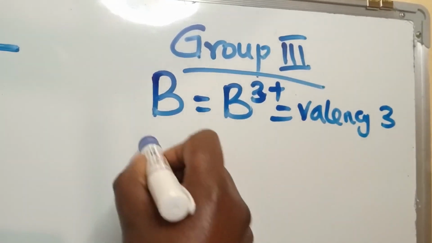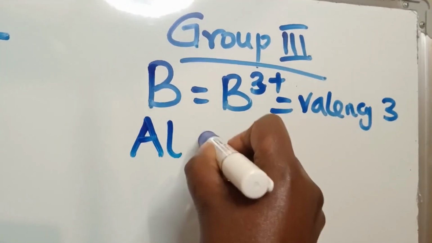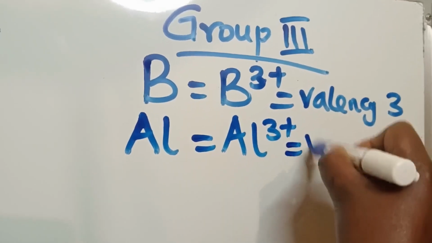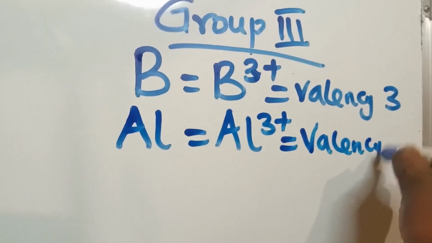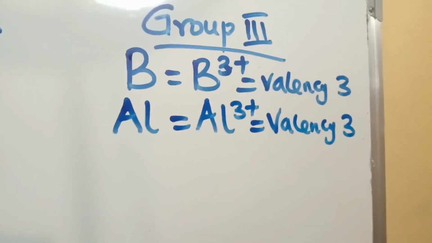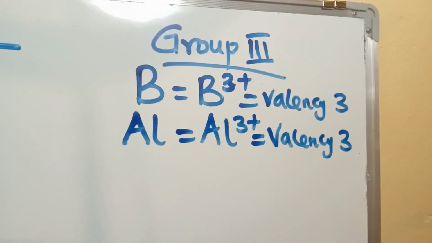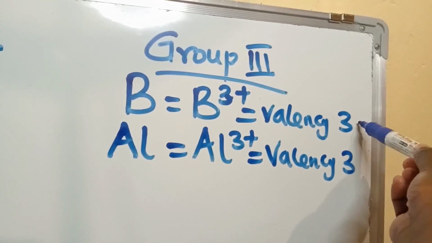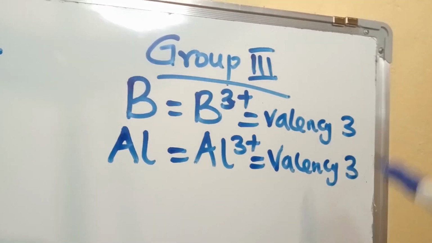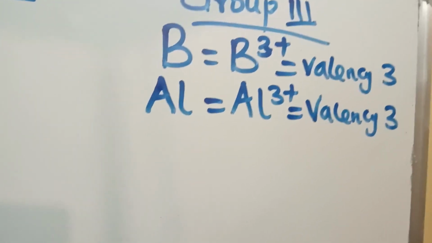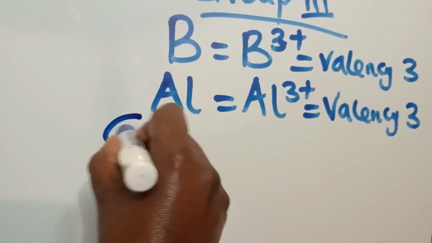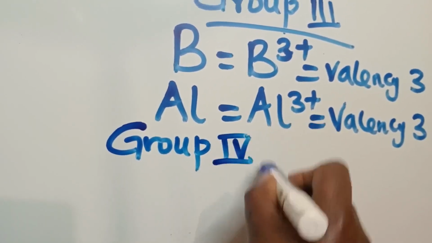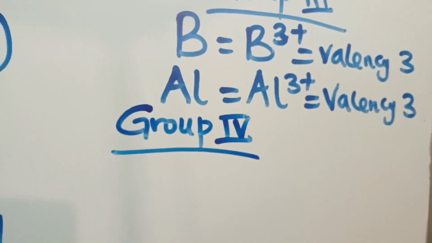Next we have aluminium, forming aluminium ion with the valency 3. Again, remember, we don't indicate the charge when we are writing the valency. Valencies are normally whole numbers. From there, we have group 4. In group 4, we have 2.